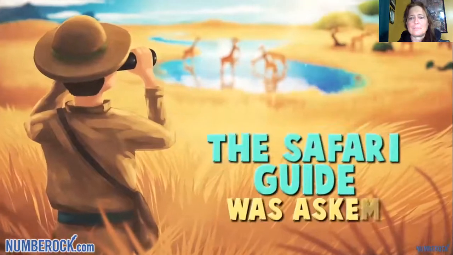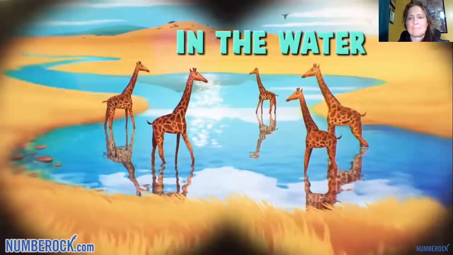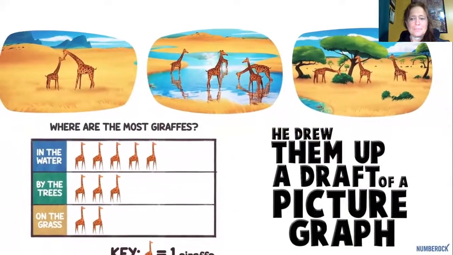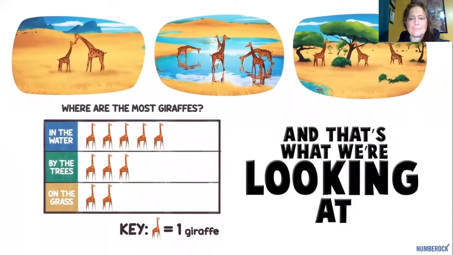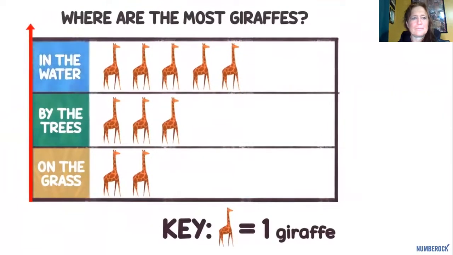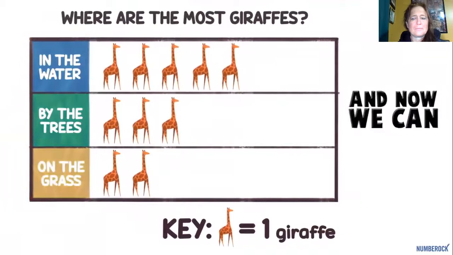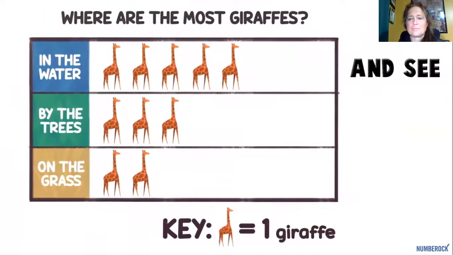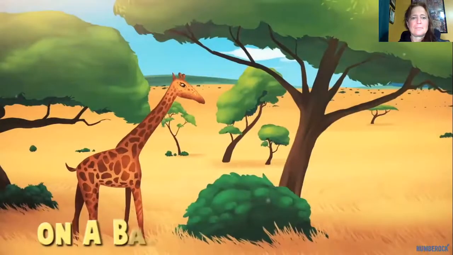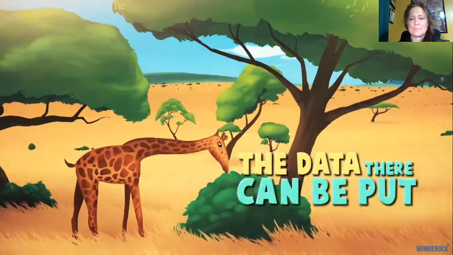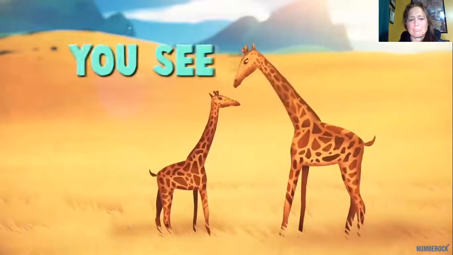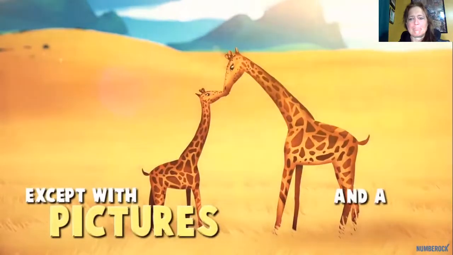The safari guide was asked, where are the most giraffes? In the water, by the trees, or on the grass? He drew them up a draft of a picture graph, and that's what we're looking at. One axis on the graph shows the number of giraffes. The other tells us if they're in the water, by the trees, or on the grass. And now we can compare all the tall giraffes there and see there's 1 giraffe more by the trees than on the grass.